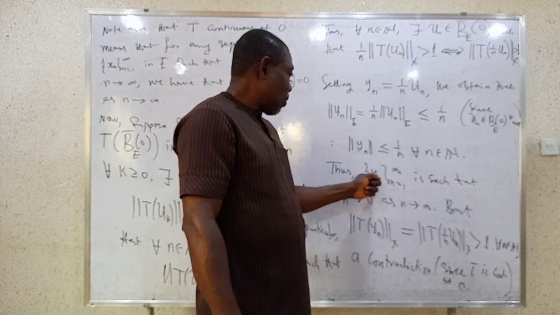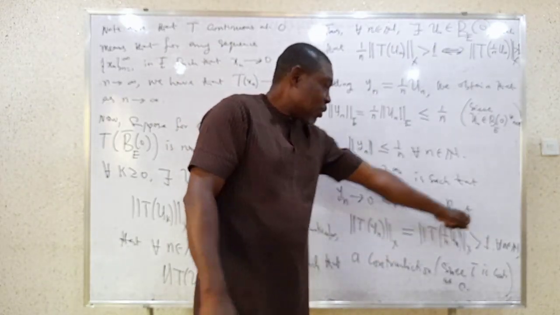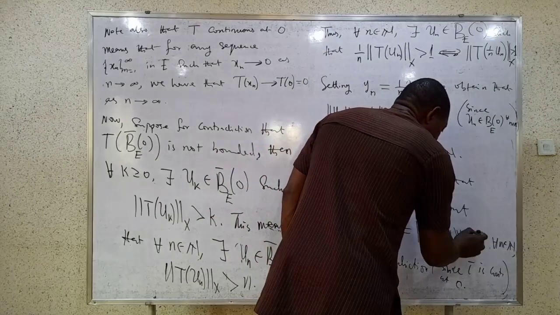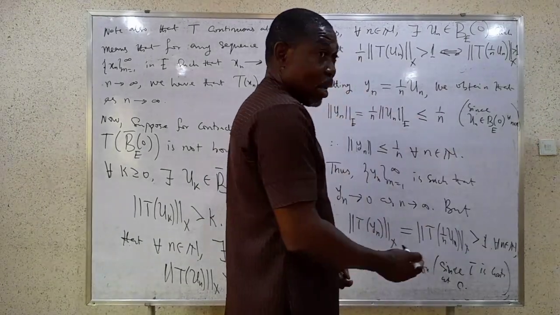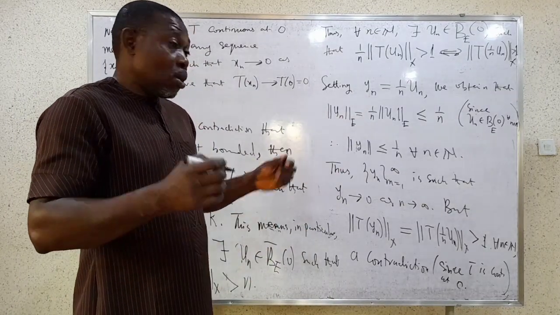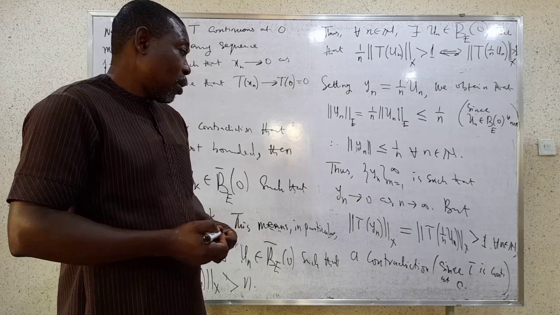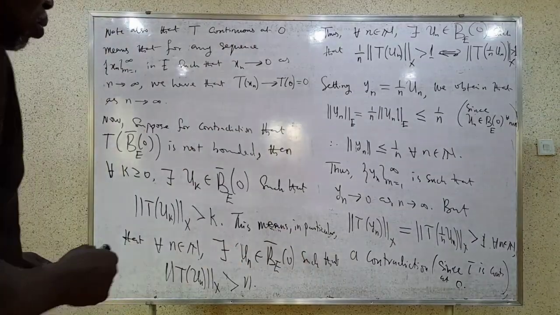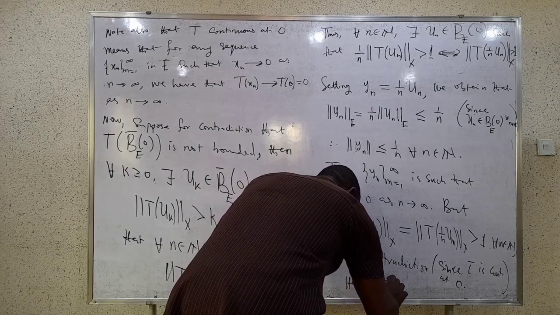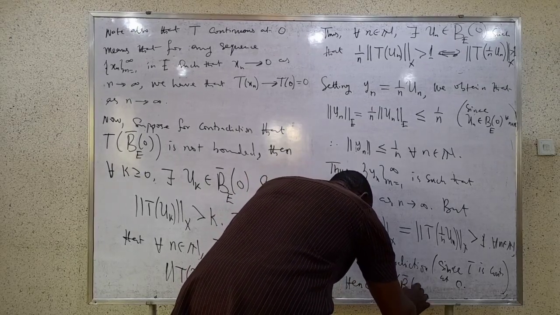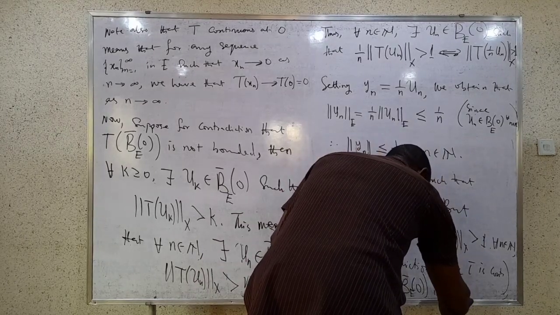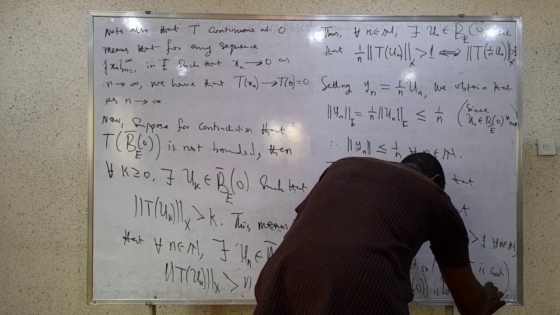So this sequence we generated is a sequence that goes to 0. But this happens, and this happens means that T of y_n is cut away from 0, which means that it is not continuous. It's not continuous at 0. So it's a contradiction. Okay, good. And hence, what is our conclusion? Hence, the image of the unit closed ball is bounded.